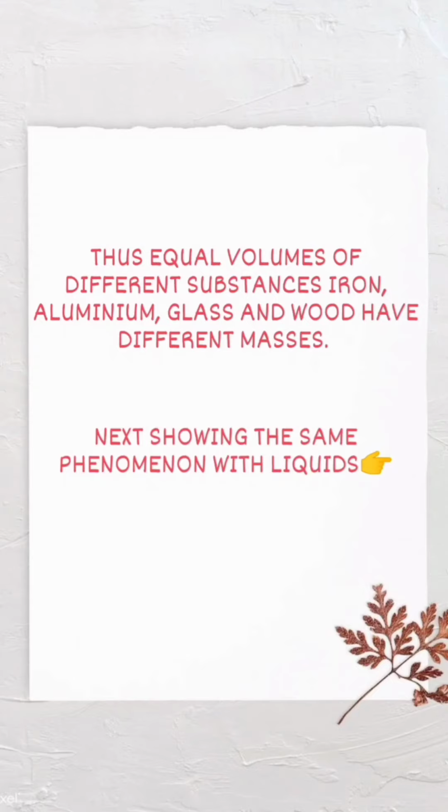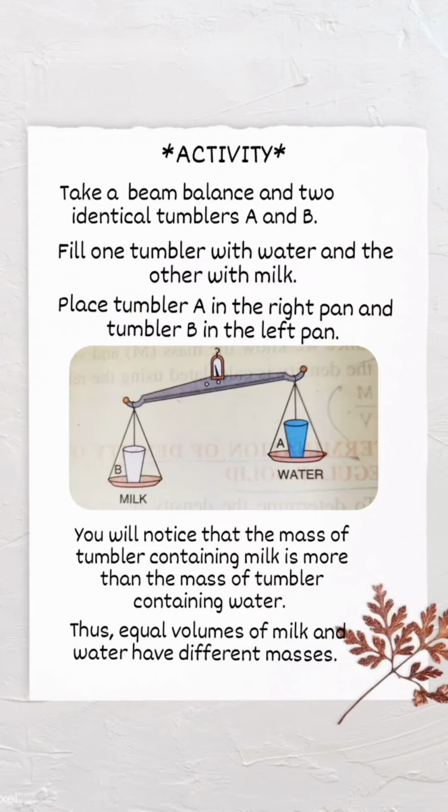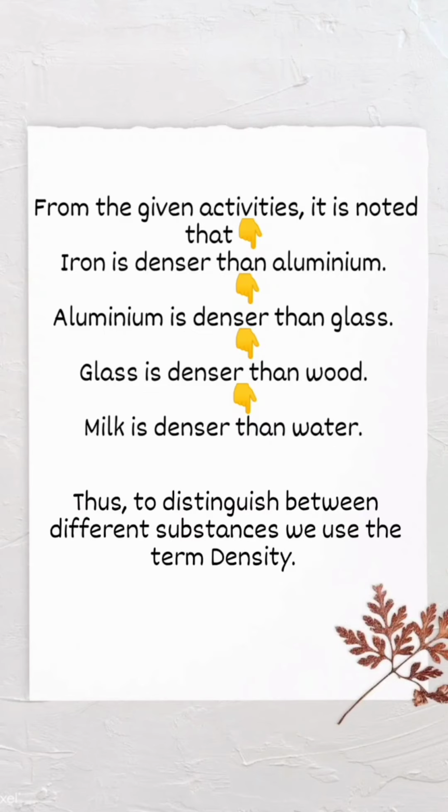Now we can do an experiment to show this with liquids. For that we take a glass of milk and a glass of water. We are placing it in a beam balance and we can notice that the glass of milk has more mass than that of water. So equal volumes of milk and water have different mass. So from these experiments, we can see that iron is denser than aluminium, which is denser than glass, which is denser than wood, and milk is denser than water. Thus we use the term density to distinguish different substances.